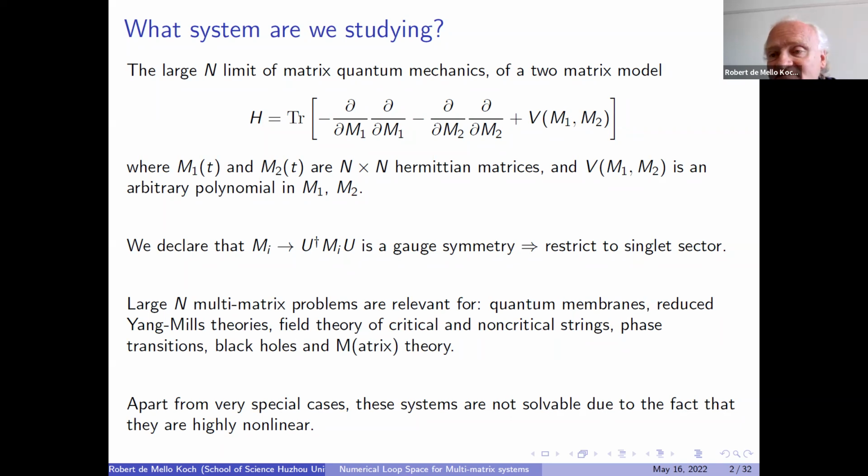Now, why study a system like this? Well, there are many reasons. It's relevant for quantum membranes, reduced Yang-Mills theory. It's played a role in theories like matrix theory, in critical and non-critical strings. So there's really a wealth of applications for multi-matrix models of this type. But typically these are not solvable. So to deal with that, I'm going to describe a numerical method that you could apply to these systems.